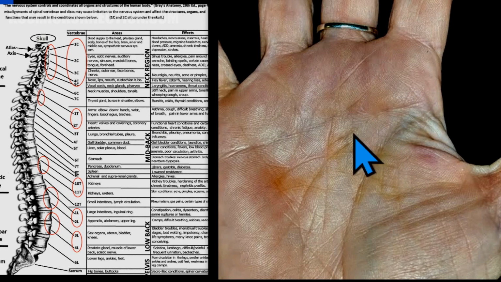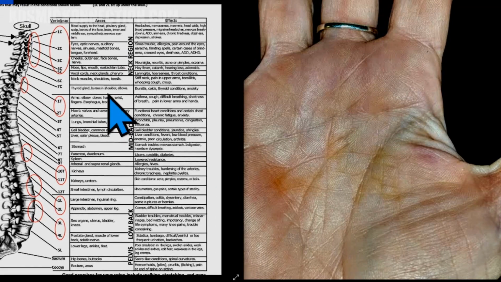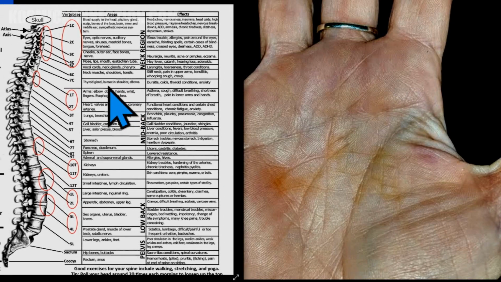Then the 10T, 11T, 1L, 2L, those are your lumbar area. And then the 3L and 4L also. If you look over to the right, you'll see the areas that show the parts of the body that are affected when those are turned out of place or misaligned, or even when they have damage to them. And of course the effects all the way over to the right indicate what kind of symptoms happen when those are turned out of place.